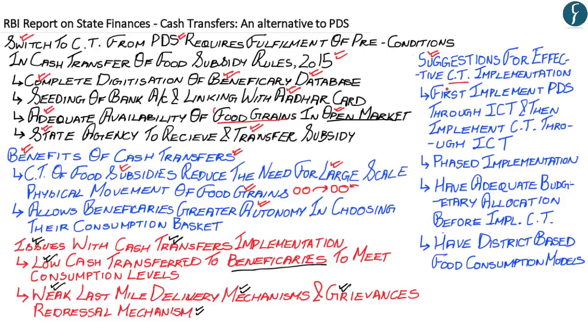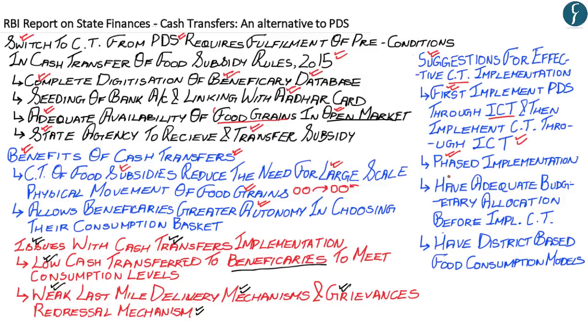The first suggestion given by the report is that states should first implement the public distribution system through the IT network, and after they have successfully implemented PDS through ICT, then the state should implement cash transfers through the IT network. The second suggestion is that states should have a phased implementation of the cash transfer scheme, where states first have a few districts with a cash transfer scheme, and after it has been effectively implemented in those districts, the state should move on to adding other districts.